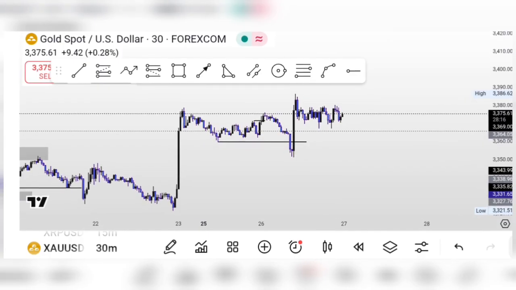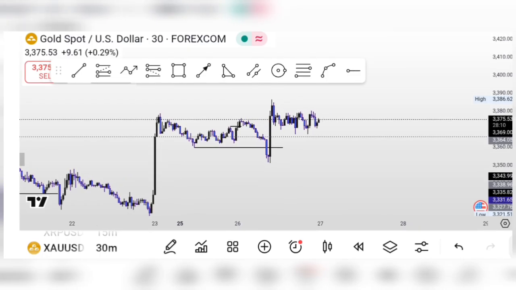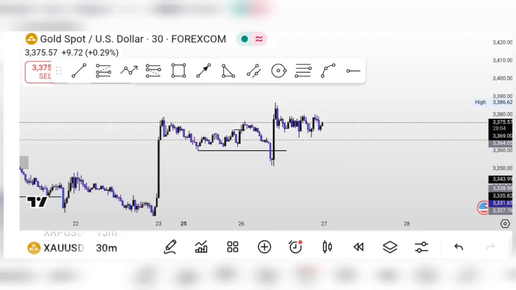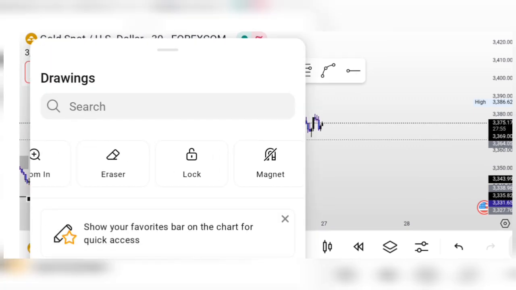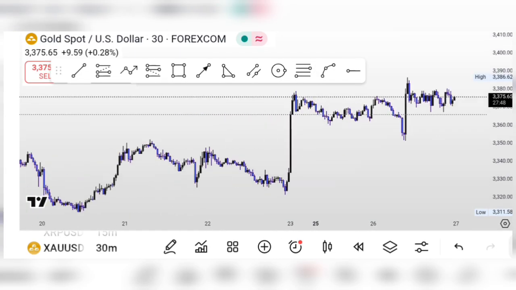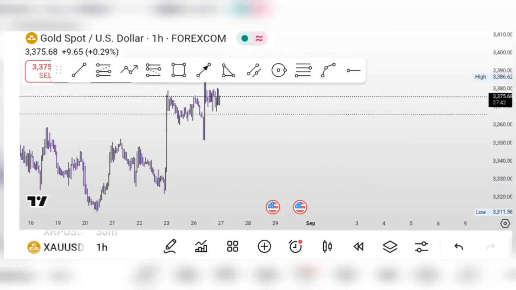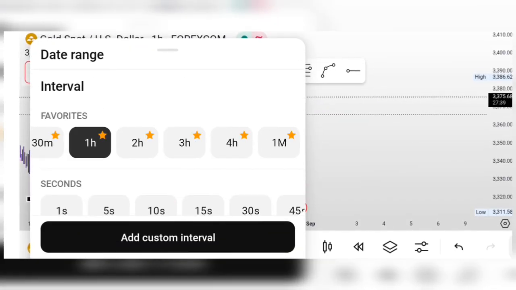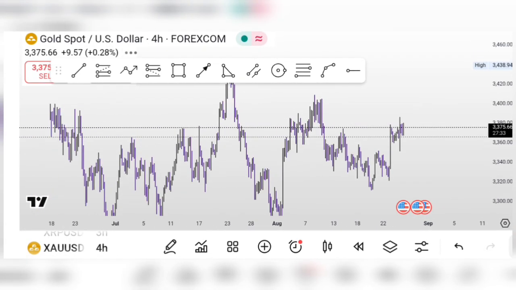So market structure shows us the movement of the price over time. Are you getting me now? In this chart, this is gold. On gold, let me delete all drawings first. So this is gold, and on gold, head over to the H4. This is the 4-hour time frame.